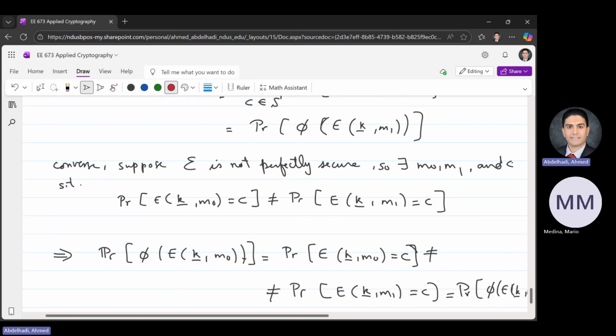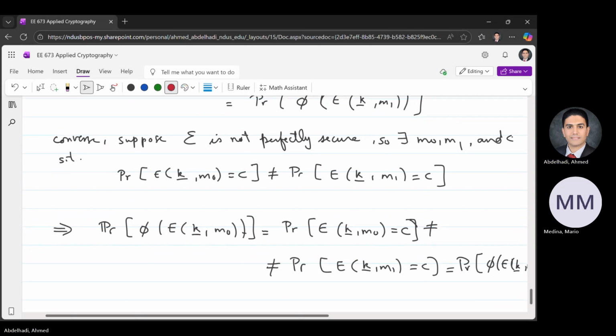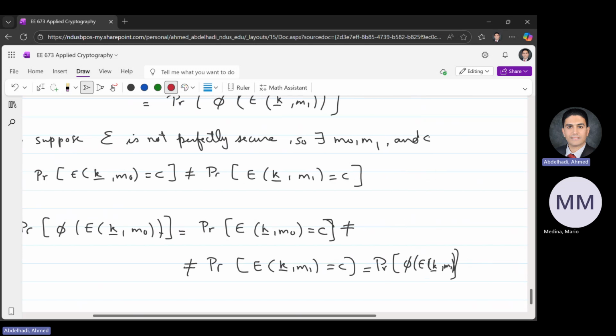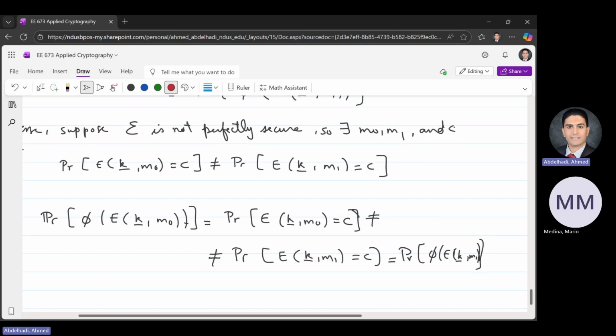So now the converse: suppose E is not perfectly secure. So there exist M0, M1, and c such that these are not equal. Then the probability of the predicate, which is basically equal to the probability when you substitute the realization c, does not equal the probability for M1. And this means that it's not equal to the probability of the predicate. And there is where we stopped last time. Let's continue.